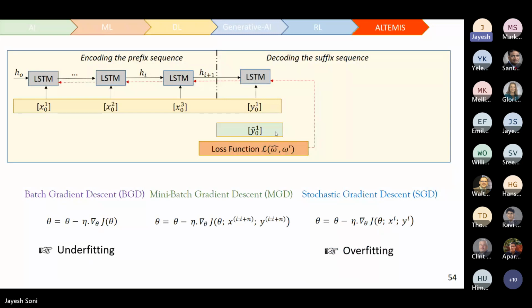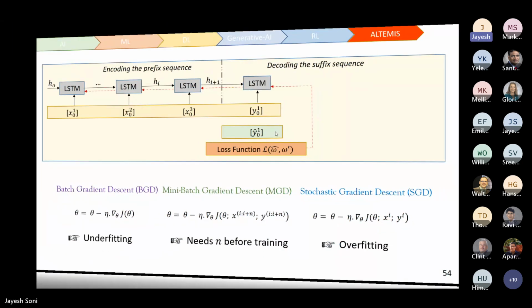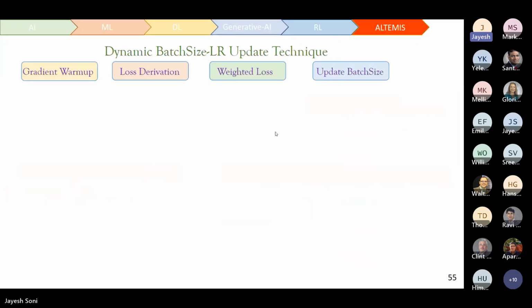The best way is mini batch gradient descent, where instead of updating at the end of your data set or at every single point, we try to update at every few points. But again, the question is how many points we should train on before each update. For that, I developed a particular algorithm in my PhD research, which was the dynamic batch size update technique.